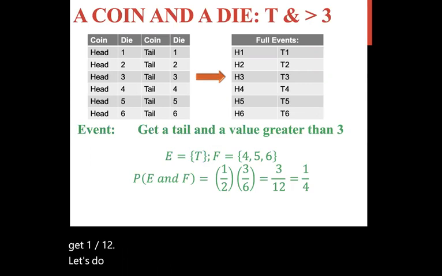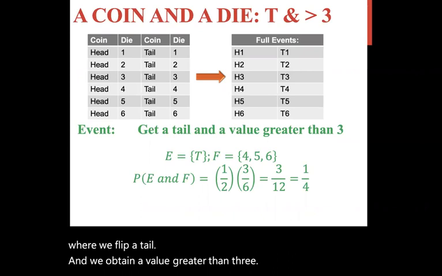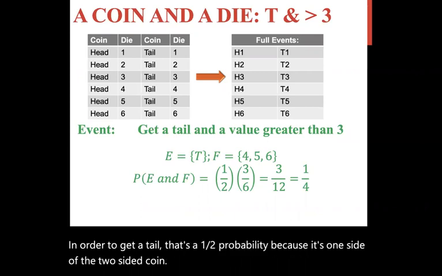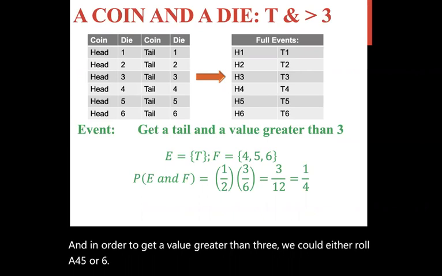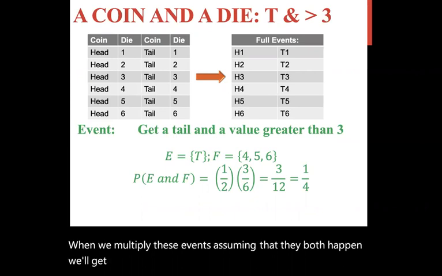Let's do another example. Suppose we talk about the example where we flip a tail and we obtain a value greater than 3. In order to get a tail, that's a 1/2 probability because it's one side of the two-sided coin. And in order to get a value greater than 3, we could either roll a 4, 5, or 6, which is 3/6. When we multiply these events, assuming that they both happen, we'll get 3/12 or reduced 1/4.